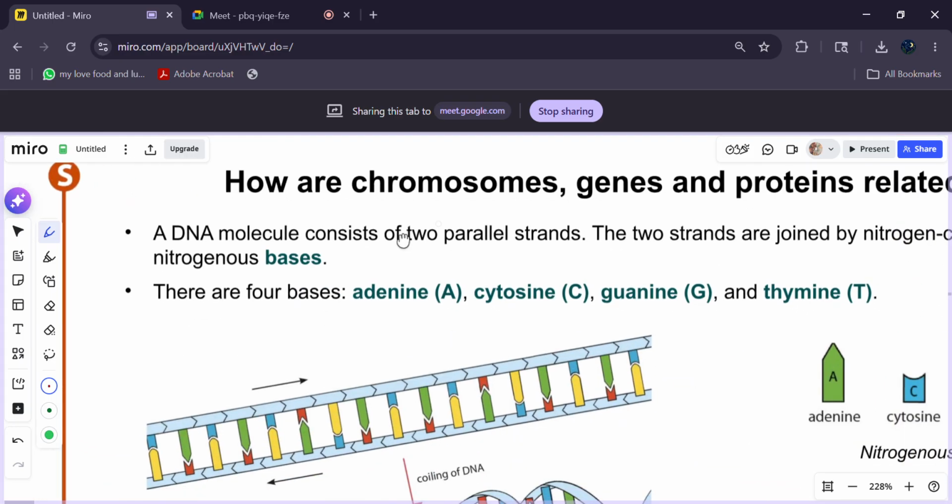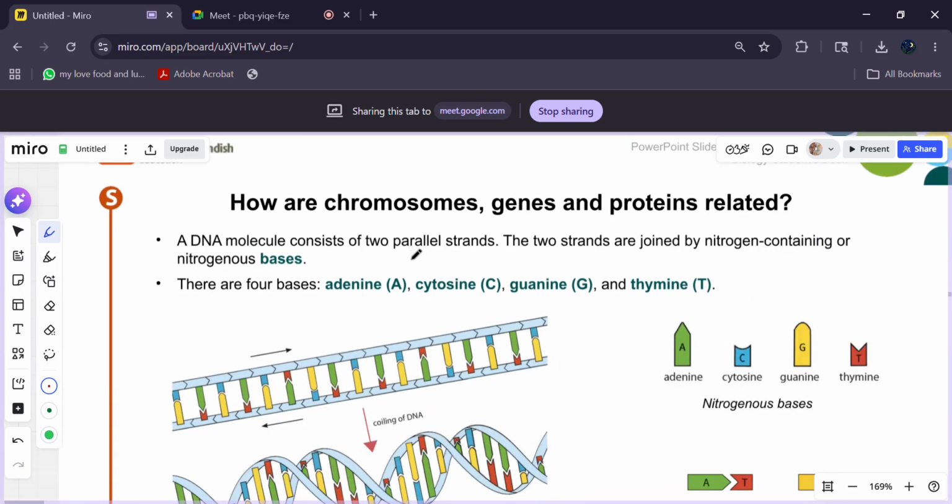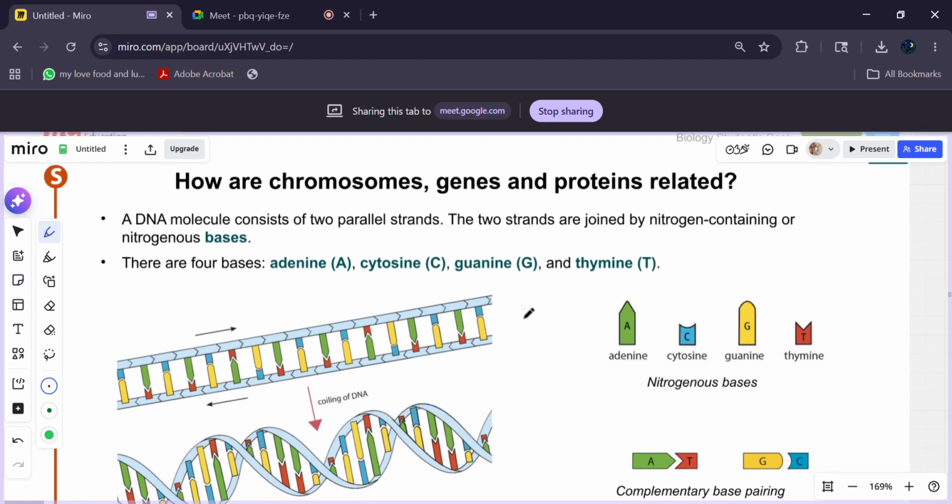So let's move on to how chromosomes, genes, and proteins are related. Now that we understand what a chromosome, gene, and protein are, we need to understand how they're related. We have seen that chromosomes consist of DNA molecules coiled around proteins. The DNA molecule consists of two parallel strands, as you can see, and they coil around the proteins.